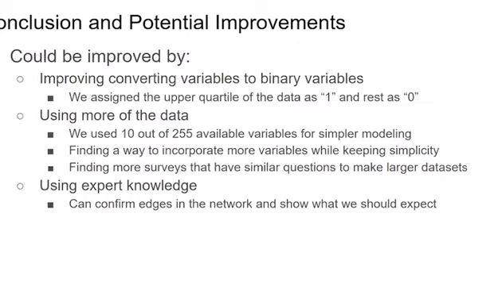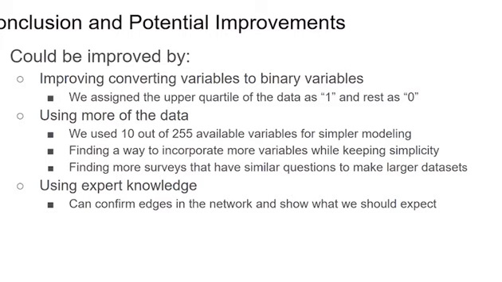And then finally, some conclusions and potential improvements. Because the data was very mixed, some of it was normally distributed, some of it was true or false, some of it was A, B, C, D, we had to convert it all into the same form. How we did that, we just used the upper quartile, which may have imparted some biases and lost a lot of information. So how we decided to do that, we could change.